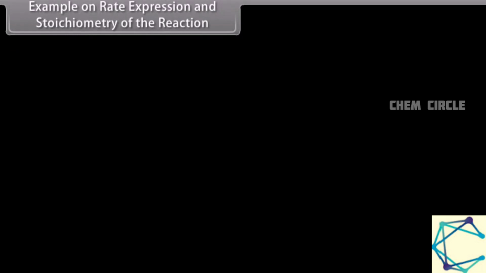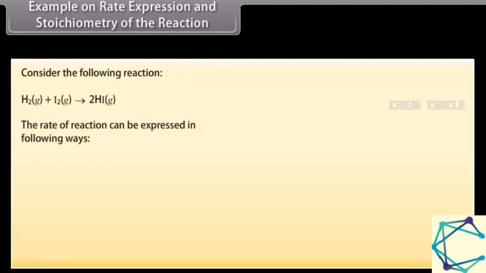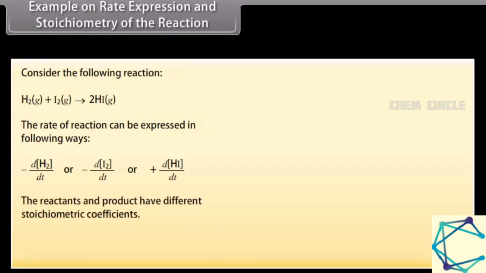Example on rate expression and stoichiometry of the reaction. Let us consider the following reaction: H2 plus I2 gives 2HI. The rate of reaction can be expressed in the following ways: minus d/dt of H2, or minus d/dt of I2, or plus d/dt of HI. The reactants and product have different stoichiometric coefficients.